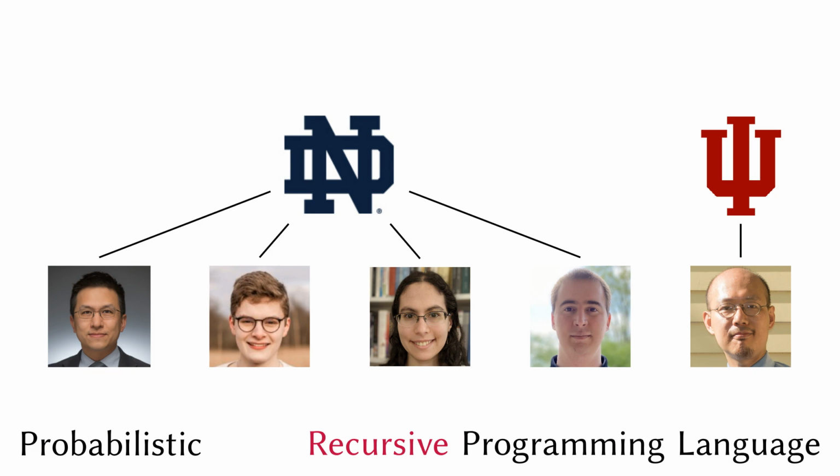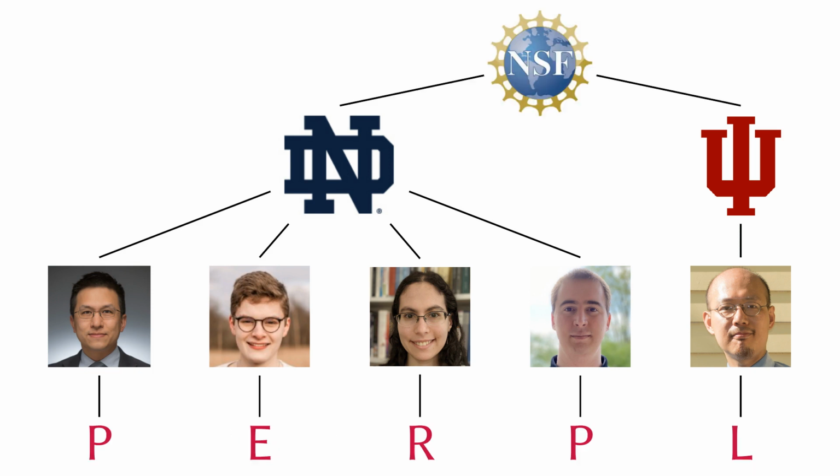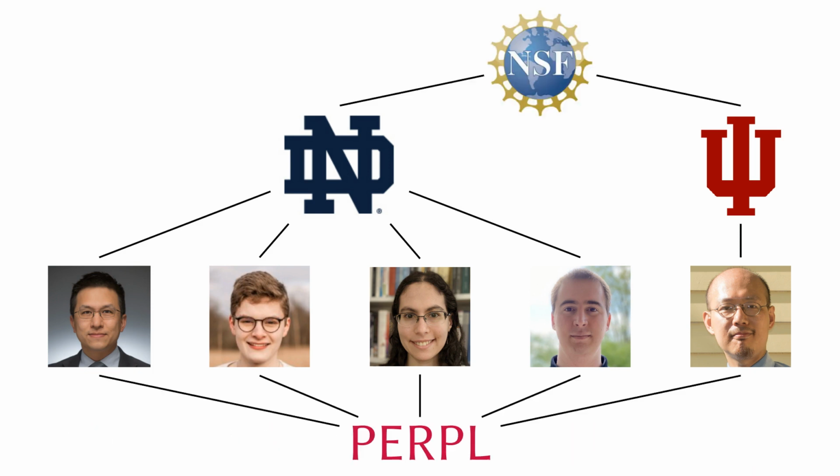Let me tell you about a new probabilistic programming language that we built to solve recursive problems exactly. For example, here's a recursive problem. It's based on a trick by von Neumann.